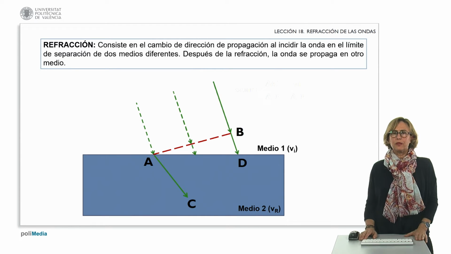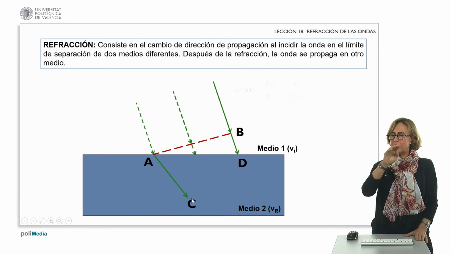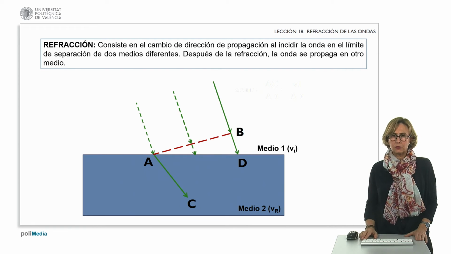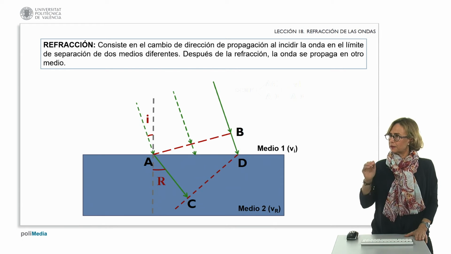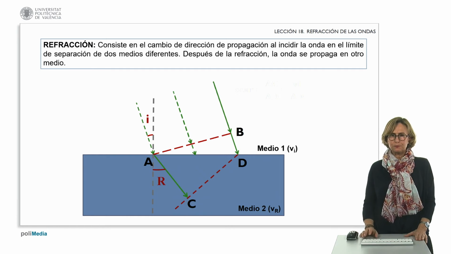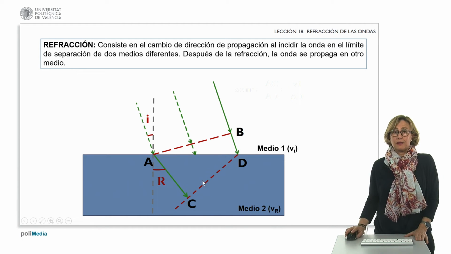If a distance BD is found from this surface when point B has reached D, point A has reached C, and this will occur at all intermediate points of this wavefront. We will therefore have a new wavefront, which will be constituted by all the points that join point D with point C.